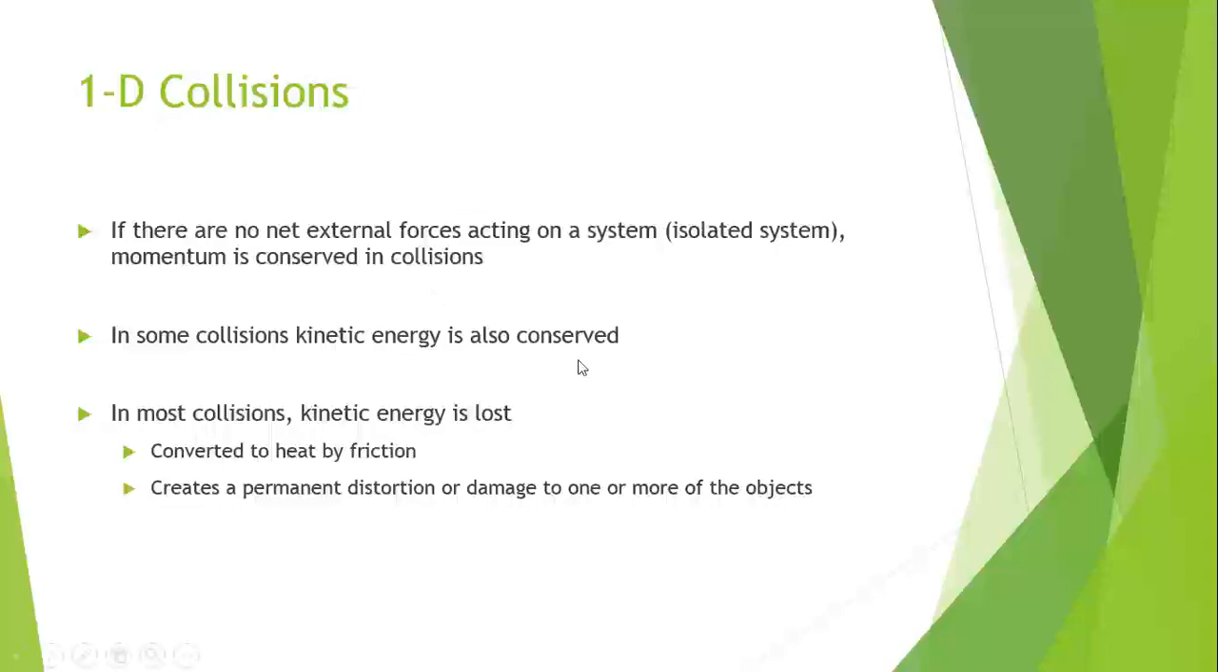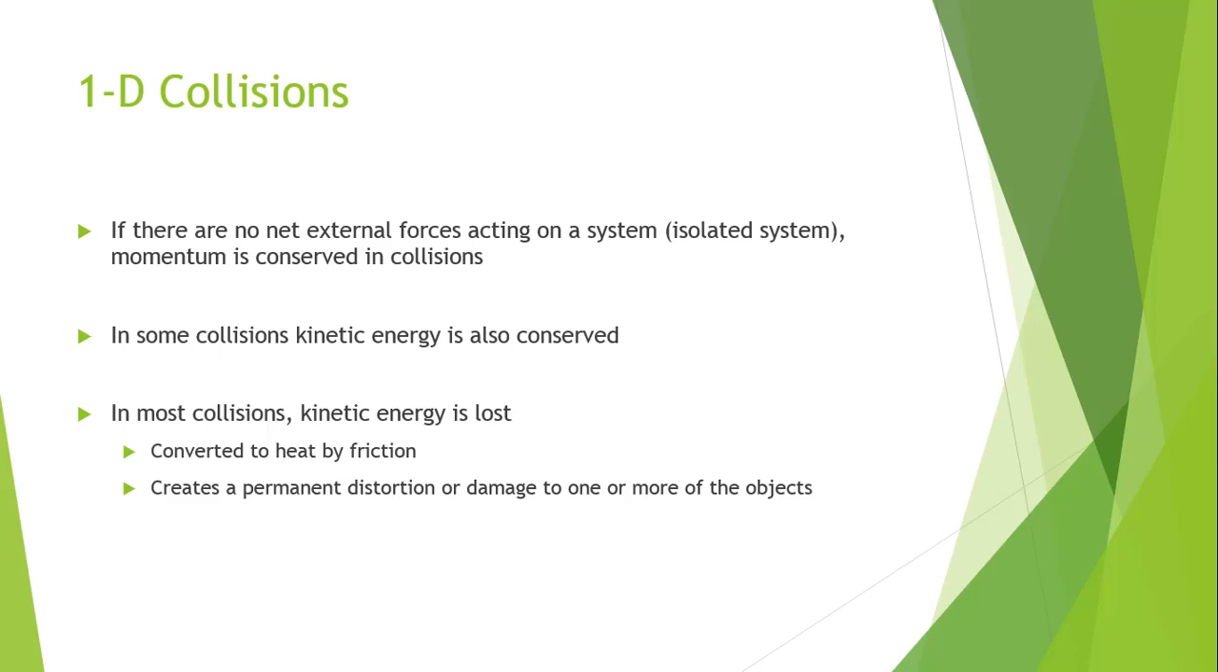All right, so we're going to look a little bit more at what are called one-dimensional collisions, collisions between objects. If we have a system where no net external force acts on it, what we call an isolated system, basically all the external forces cancel each other out, then momentum is conserved in those collisions. That P initial equals P final for the system.